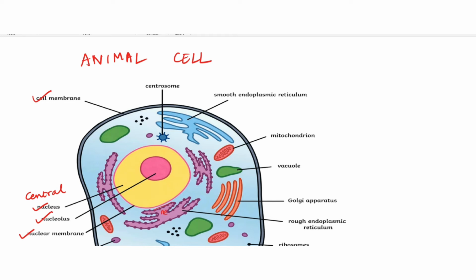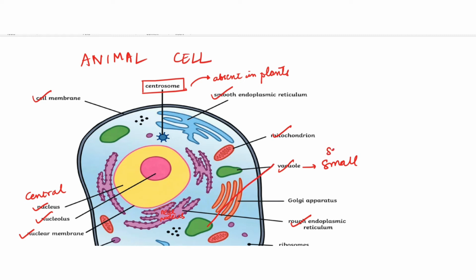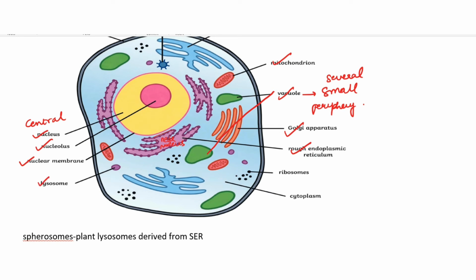Now, we have a structure here which was unique, which was not present in plant cells, and that is the centrosome. Here is the smooth endoplasmic reticulum near the nucleus, and here there is rough endoplasmic reticulum bearing the ribosomes. Then we see the mitochondria. Yes, here we see several small vacuoles which are pushed to the periphery by the centrally occupying nucleus. Here we see cytoplasm and ribosomes, and here we also see an organelle known as lysosome.